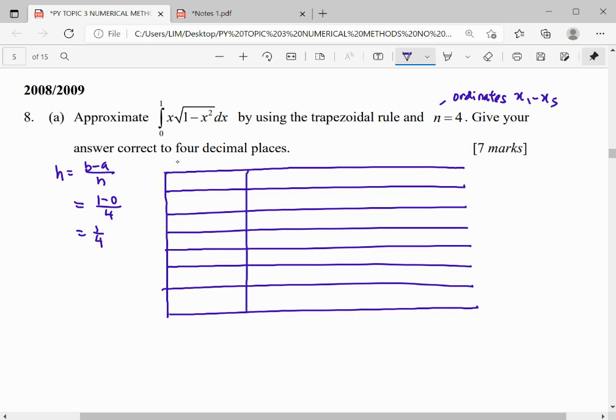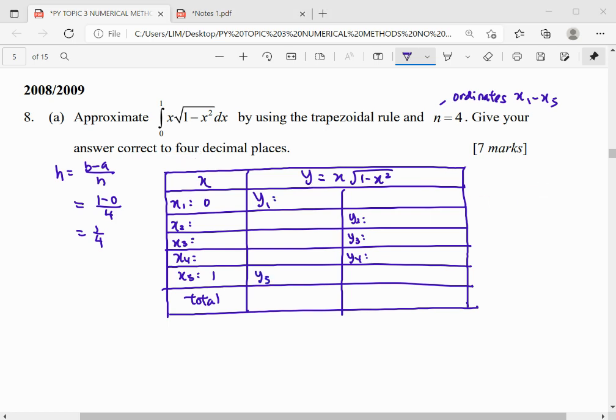X column, Y column. So write it down: X column, Y function, we're going to calculate X times the square root of 1 minus X squared. Starting X1, X2, X3, X4, X5, lastly is total. So starting from 0 up to 1. So Y1 here, Y2, Y3, Y4, Y5.